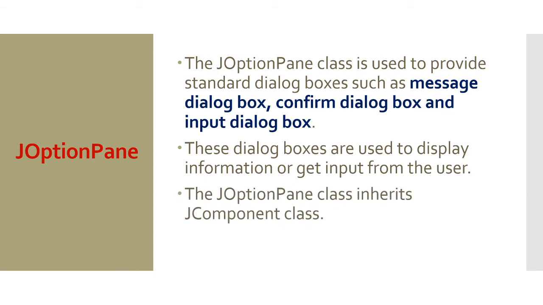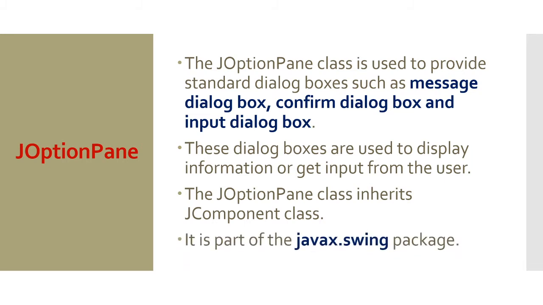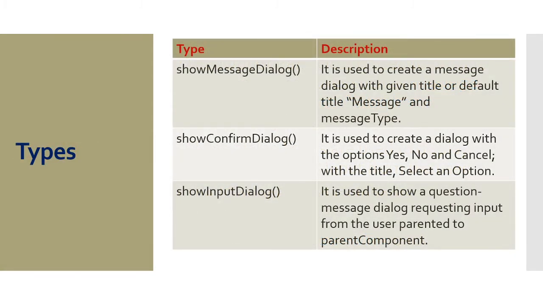When we create or instantiate a JOptionPane object, you basically inherit the JComponent class, but you don't need to dig deeper on that because we only focus on displaying these dialog boxes. As I've said, JOptionPane is a class under the javax.swing package. There are three major types of dialog boxes.